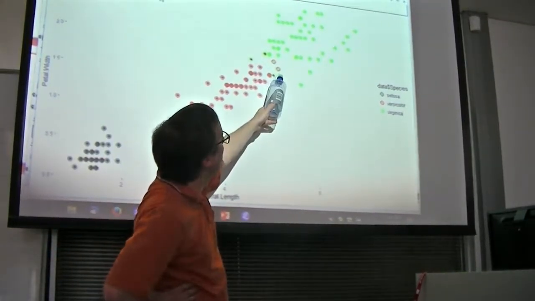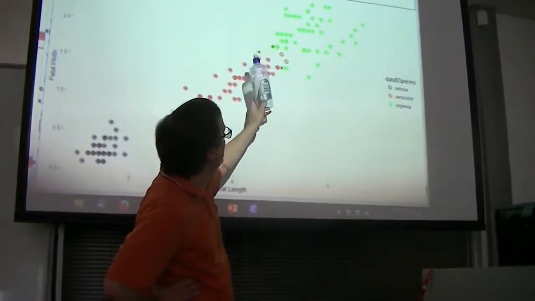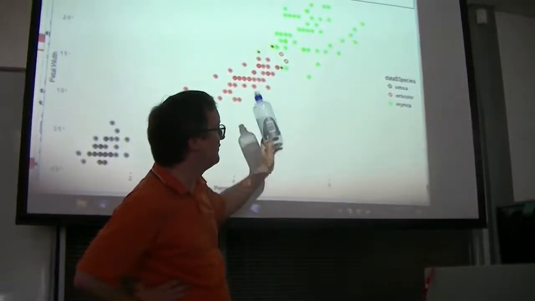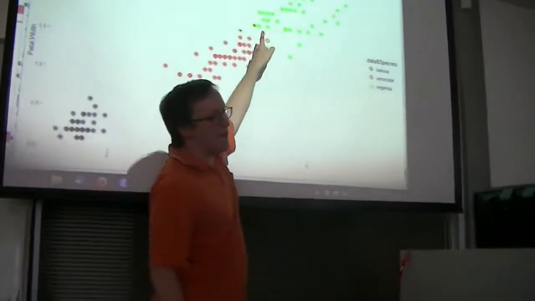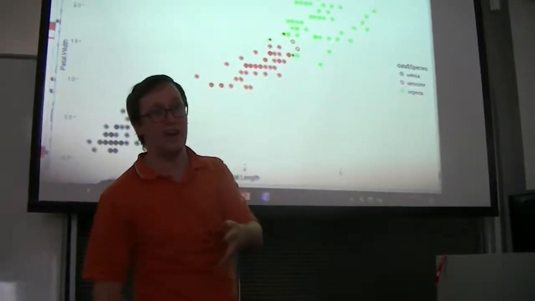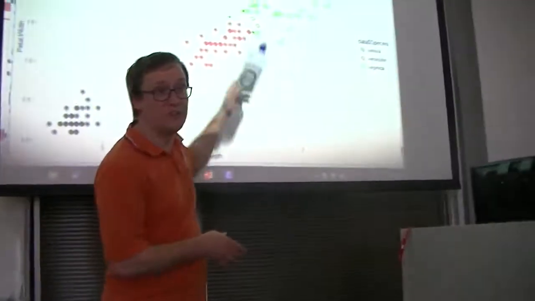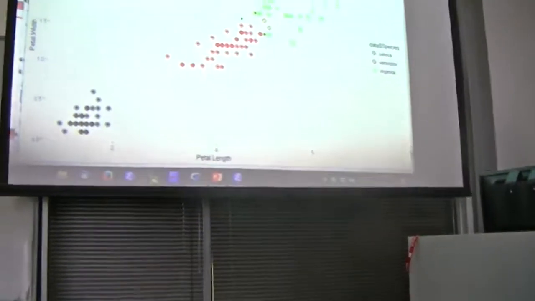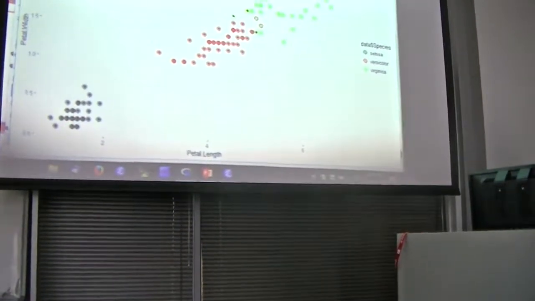But way out here, we see that some of these were called versicolors when they were actually virginicas. So when we see a color mismatch, that's telling us that the reality is X and the call was Y. So this gray zone ended up being a problem within the k-means clustering. It's not a perfect separation. Is it a bad separation? It's not bad. Not bad.